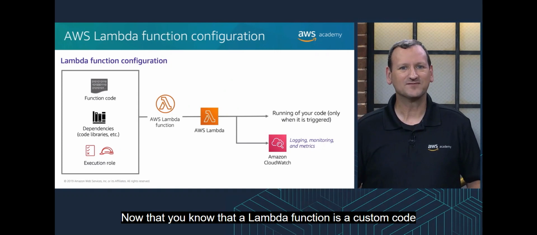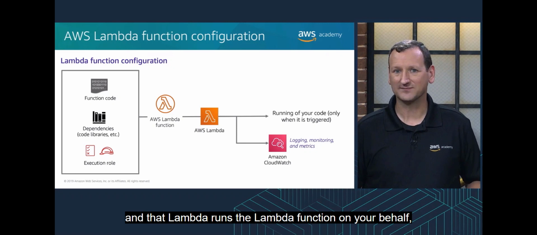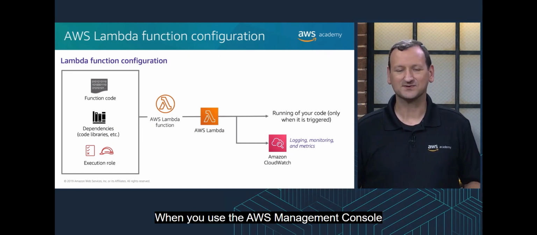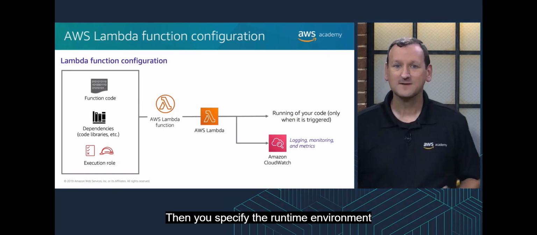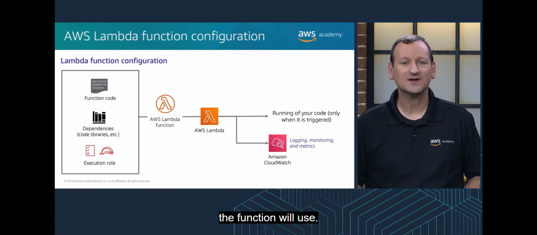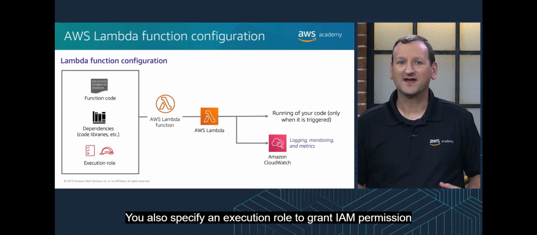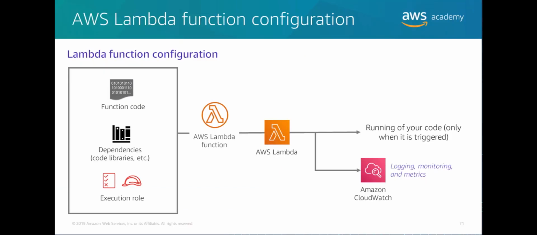Now that you know that a Lambda function is custom code that you write to process events, and that Lambda runs the Lambda function on your behalf, let's consider how you configure Lambda functions. When you use the AWS Management Console to create a Lambda function, you first give the function a name. Then you specify the runtime environment the function will use, for example, a version of Python or Node.js. You also specify an execution role to grant IAM permission to the function so that it can interact with other AWS services as necessary.